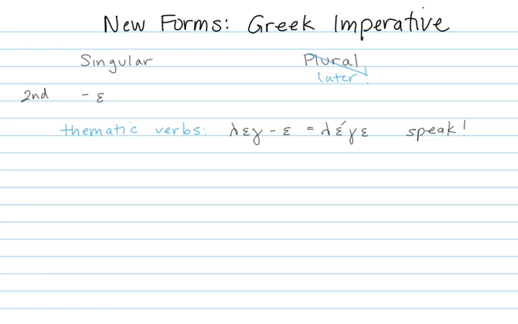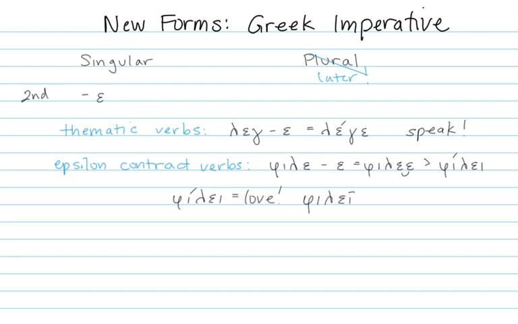This means speak. For epsilon contract verbs, it gets a little more complicated because the stem already includes an epsilon. Now when we add a second epsilon, we will have two epsilons in a row, which will contract to the diphthong epsilon iota. Again, we'll learn later how to place accents, but for epsilon contracts, they're always going to follow the pattern of phílei, where it's going to have an acute accent on the second to last syllable. So take a moment to notice that the verb phílei is a command, and the verb phileî is an indicative statement, he, she, it loves. The accents are very important in distinguishing the meaning.